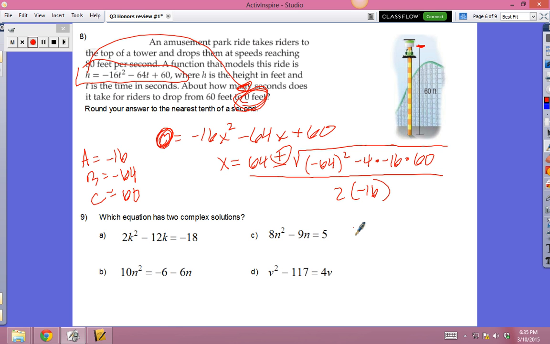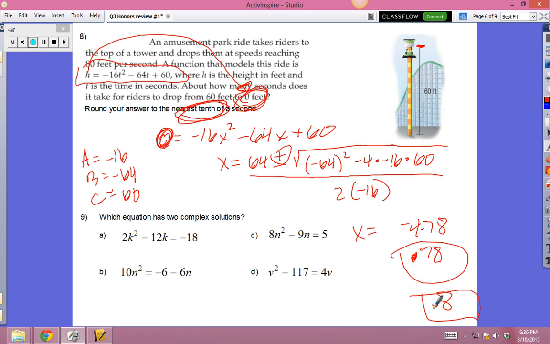Okay, so I did the calculations. One of them is negative 4.78, and they only want the nearest tenth, so I guess just one decimal. And the other one is 0.78. This is the one we want, so 0.8 to the nearest tenth. So just under a second it takes you to drop 60 feet.